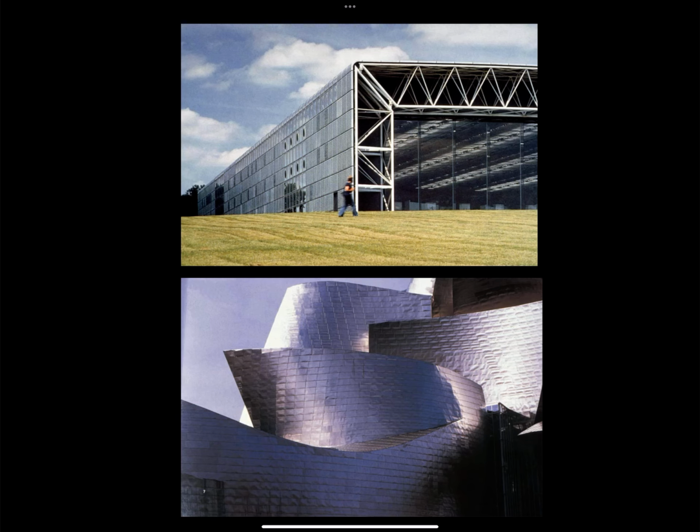And then the buildings have very different aesthetics. So the Sainsbury Centre is precise, crisp. It is machine made. It does not have a human imprint. And the aesthetic of Bilbao is soft and sensuous and handcrafted with a human imprint.